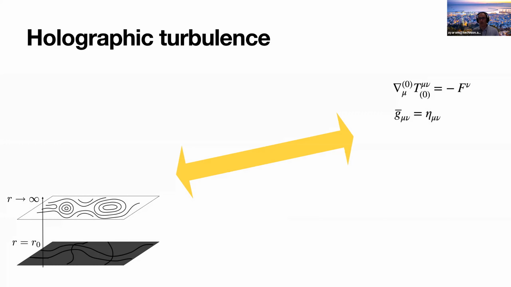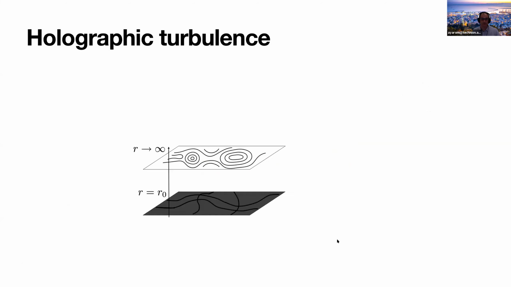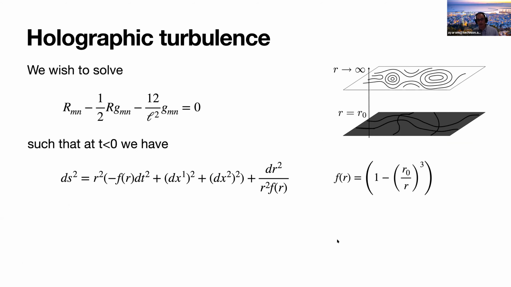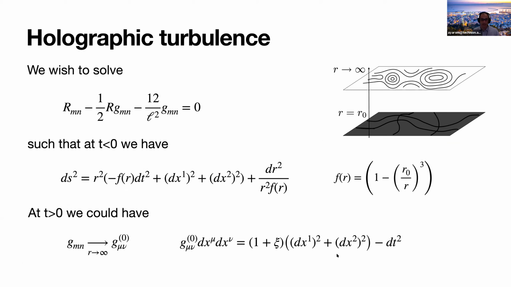Okay, so going back to this setup, this equation is now well defined, and we can try and actually solve it. So here's what we want to do. We want to solve the Einstein equations in the presence of a cosmological constant. We want the system to be in thermal equilibrium at early times, but at t greater than 0, we want the boundary value of the metric to become a random variable. So it's going to oscillate around the Minkowski metric. So we could write something of this form.